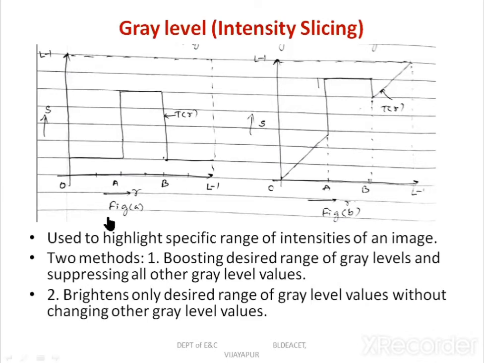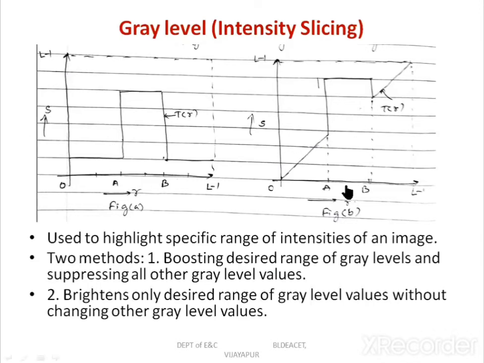We have the second method, which is shown in figure B. In this case, we brighten only the desired range of gray level values without changing other gray level values.